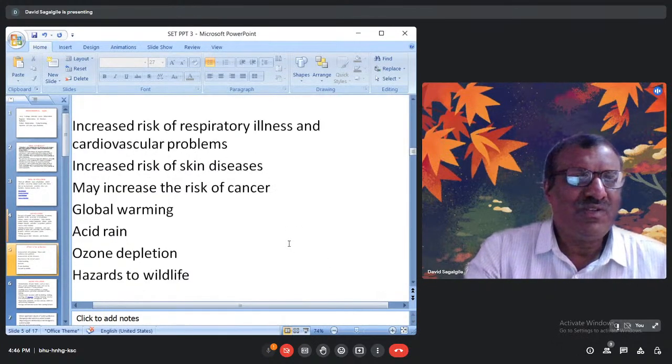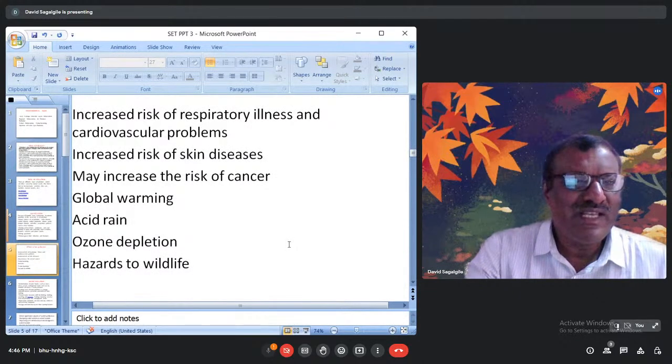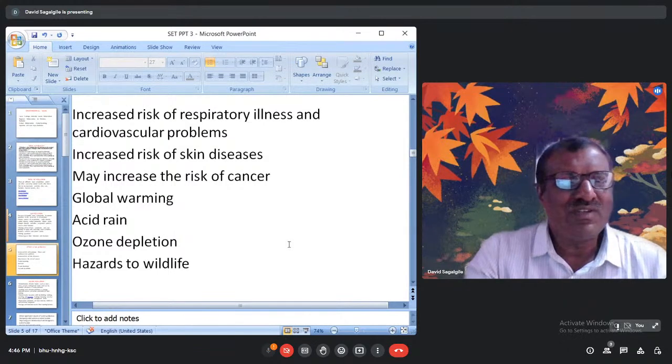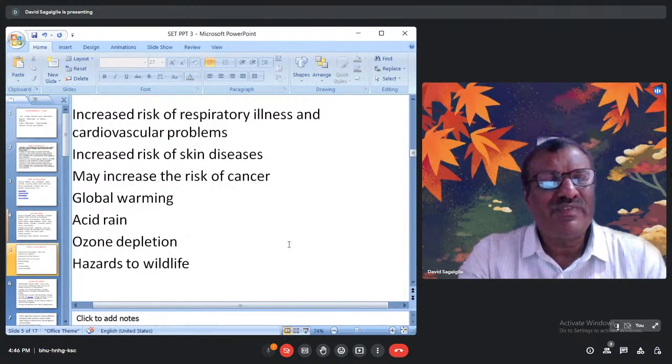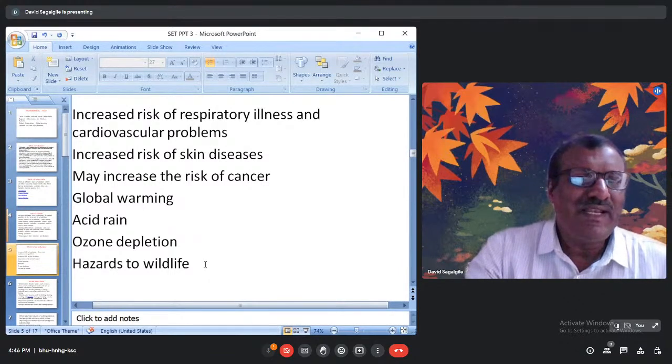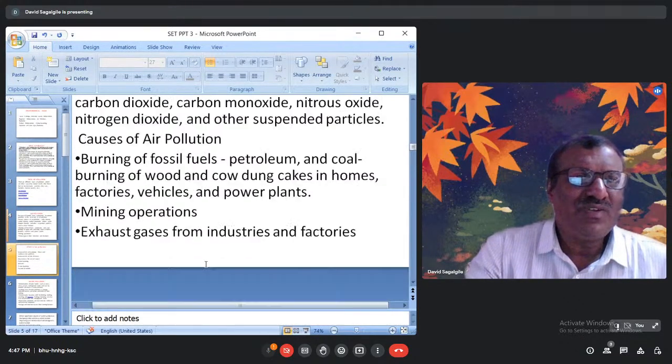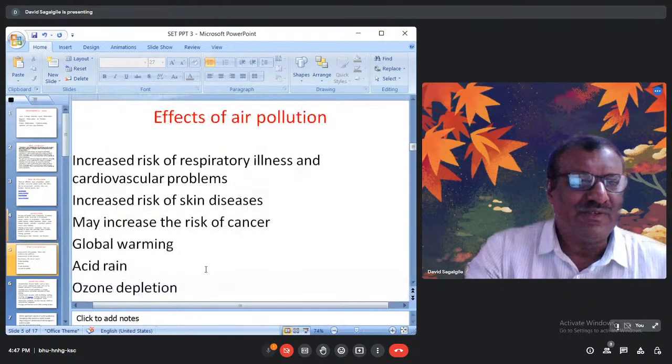Air pollution also causes depletion of the ozone layer, which, as we have studied yesterday, is like a blanket which covers the atmosphere, and which does not allow the harmful ultraviolet rays of the sun to come to the earth. The harmful ultraviolet rays cause so many diseases. They are harmful, and they are also causing a lot of different kinds of cancers. Then hazards to wildlife. Even wildlife is affected because of air pollution.